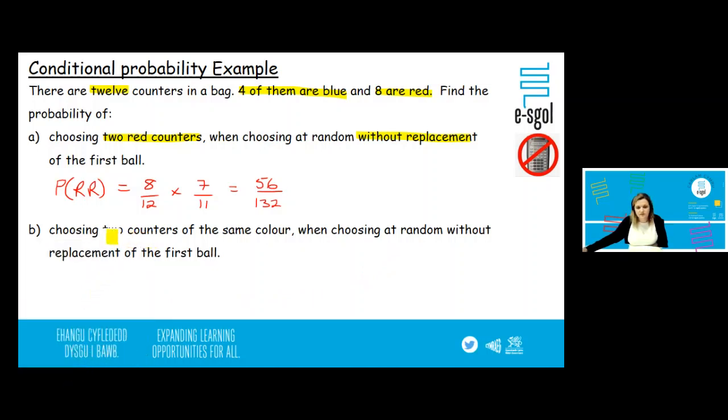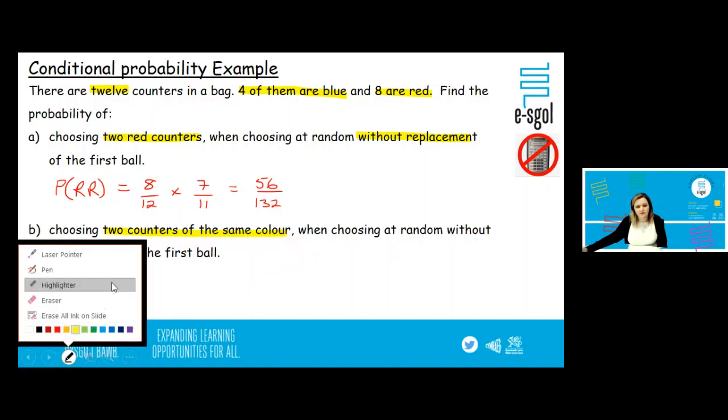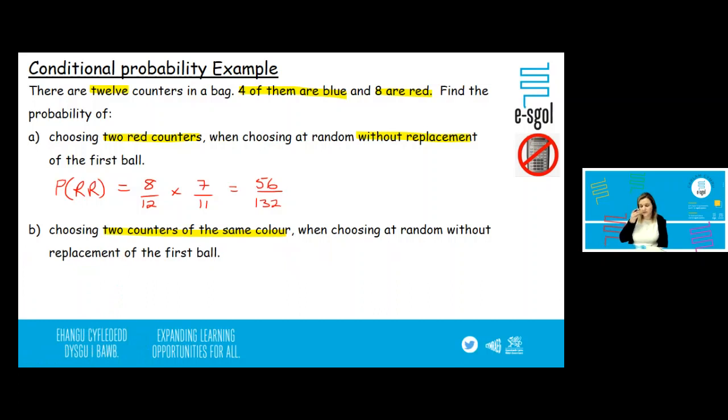choosing 2 counters of the same colour. So it's not telling us this time that you want 2 red. It's just saying they want 2 of the same colour. So we need to think about our options on this one. One of the options is to have both of them be red, which we've already worked out in part A. But the other colour counters we have in here are blue. So the other option is that they're both blue.